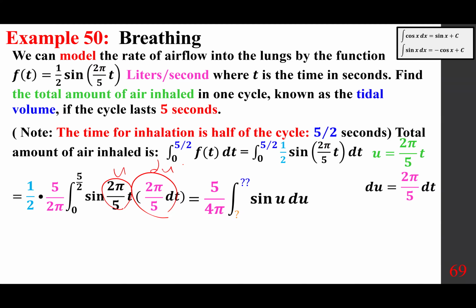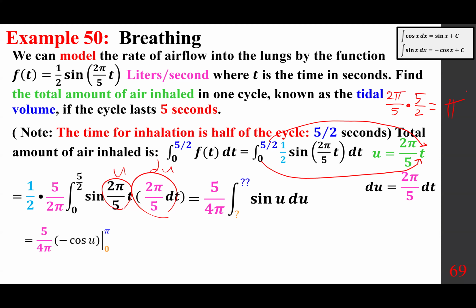So again, I can finish the job, go back to the original variable t and original limits 0 and 5 halves, or I can change the limits as we speak, and here's how I'm going to do that. If I put the 0 here, the lower limit remains as 0. If I put the 5 halves here, I get 2 pi over 5 times 5 halves. And that is pi. So the upper limit is pi.